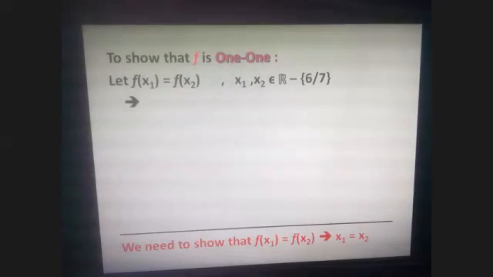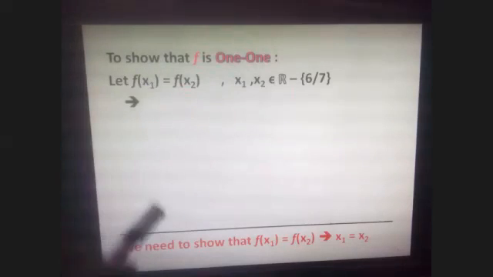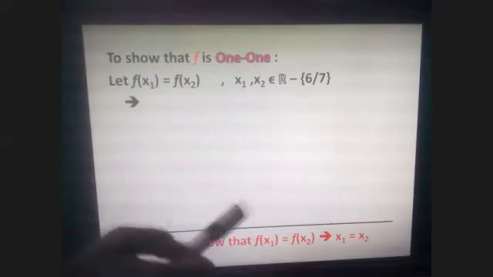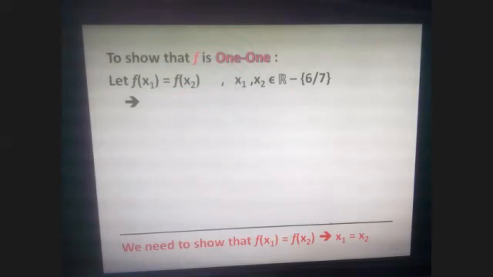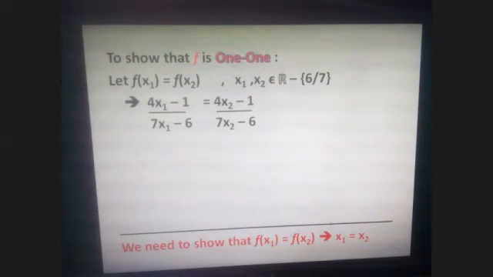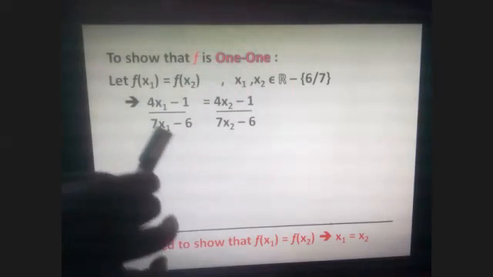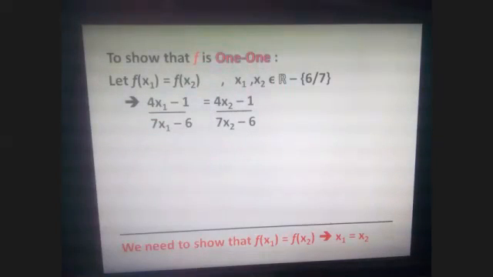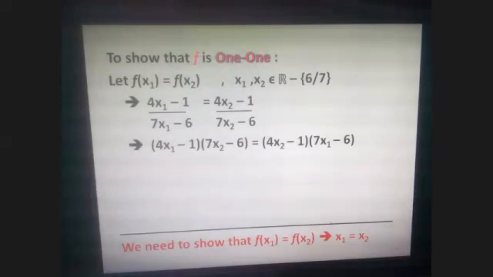So I start with f(x1) equal to f(x2). I have to ultimately show this implies x1 equal to x2. I have taken x1, x2 in the domain. f(x1) equal to f(x2) implies, well, what is f(x)? f(x) equal to (4x minus 1)/(7x minus 6). So f(x1) is (4x1 minus 1)/(7x1 minus 6). Just go on to simplify, cross multiply: (4x1 minus 1)(7x2 minus 6) equal to (4x2 minus 1)(7x1 minus 6).